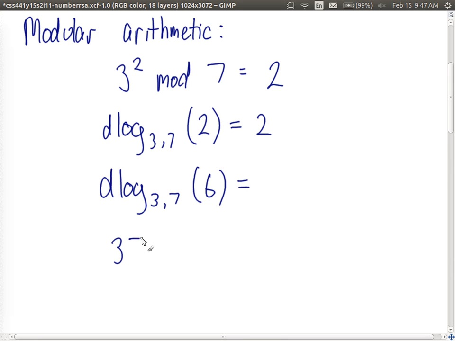3 to the power of something, mod 7 equals 6. What is that something? 3 to the power of 3. 3 to the power of 3 is 27. 27 mod 7, remainder is 6. So the something, the exponent, is 3 there. Therefore, the discrete log of 6 in base 3 mod 7 is 3. So that's how we think of discrete log.